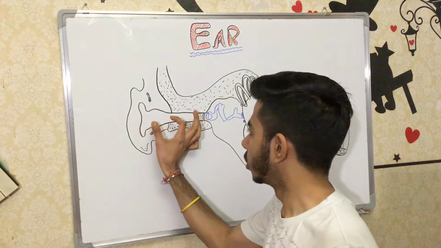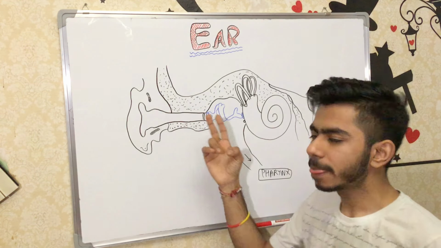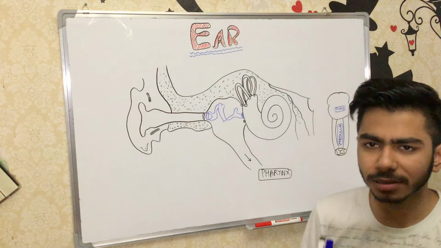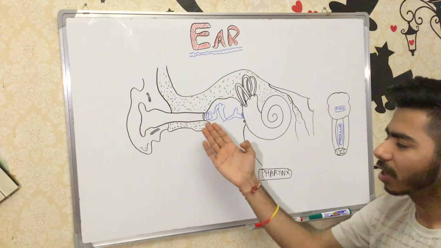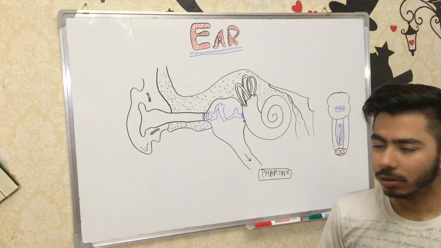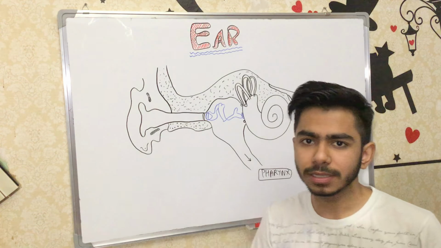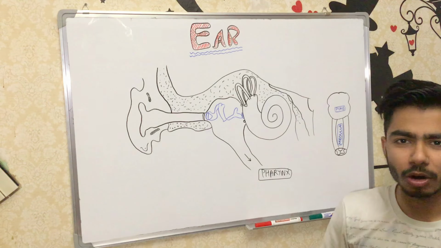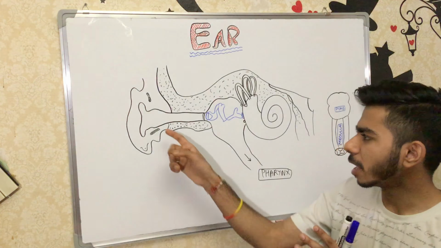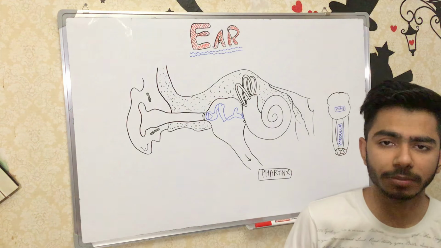So this part over here is made up of the cartilage, and this part is made up of the bone. Further, as far as the difference between the cartilaginous and the bony or osseous part of our external auditory meatus, or external acoustic meatus, is concerned, it has the skin and the sebaceous glands, okay, and the sweat glands or oil producing glands, which help in the lubrication of this part of our ear, the external auditory acoustic meatus.